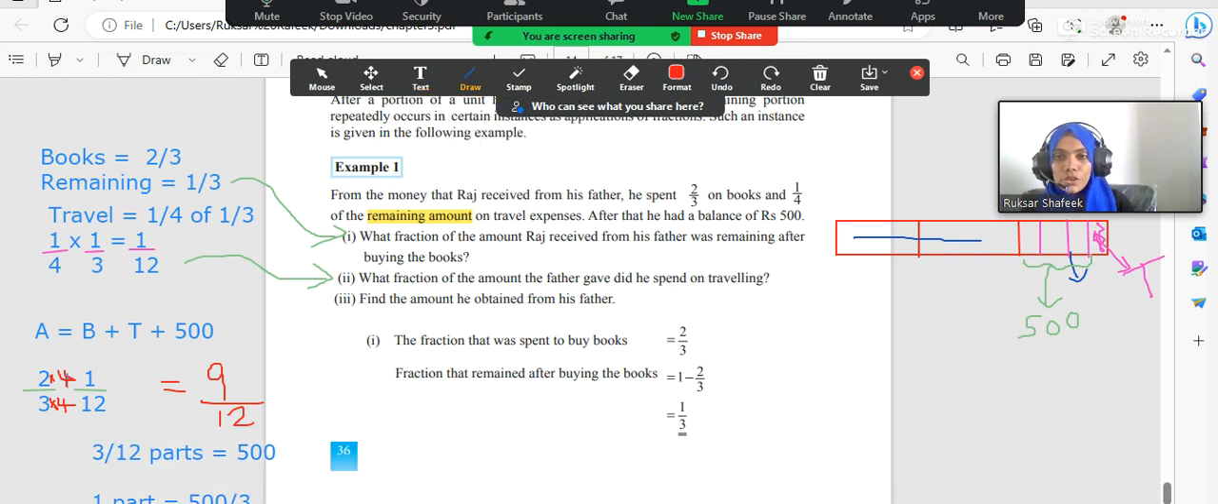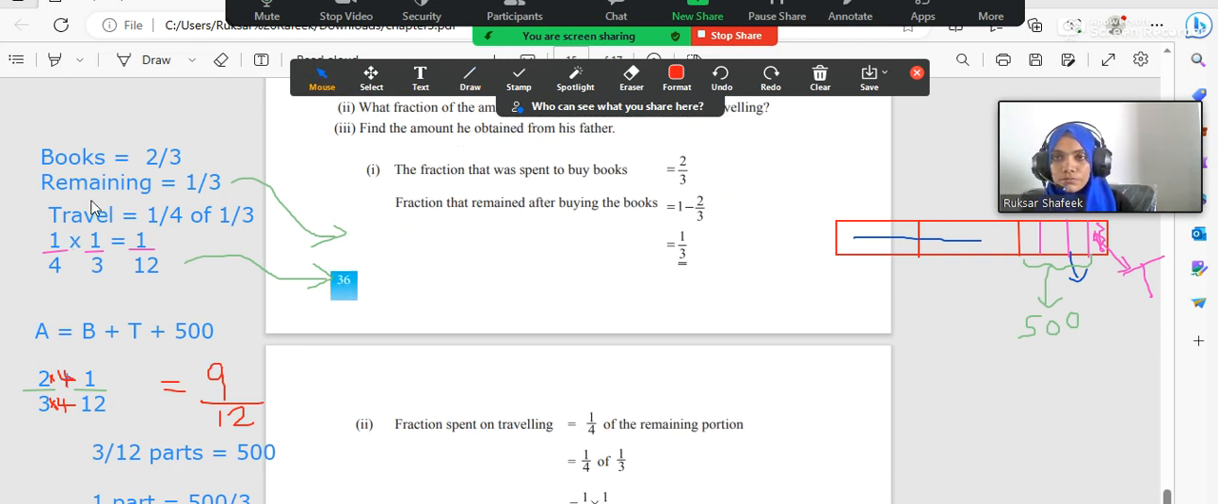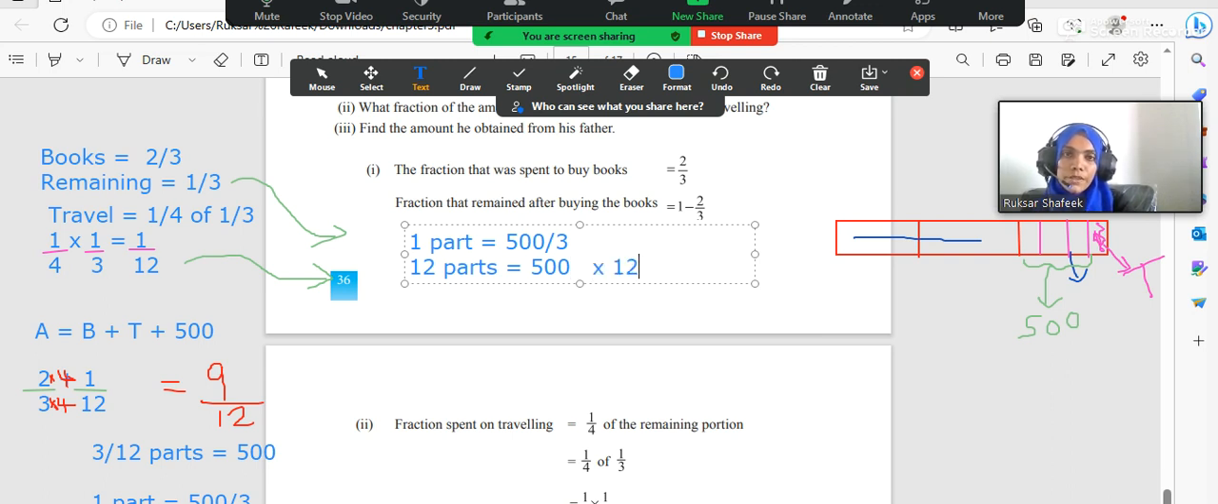Like I told you initially, let me first move the screen down. Okay, I think that's not visible to you, so I'm just going to write that again here. So 1 part equals 500/3, and 12 parts is equal to 500/3 multiplied by 12. So this would come here as 3 in the denominator. Now I'm going to show you how we can simplify this.